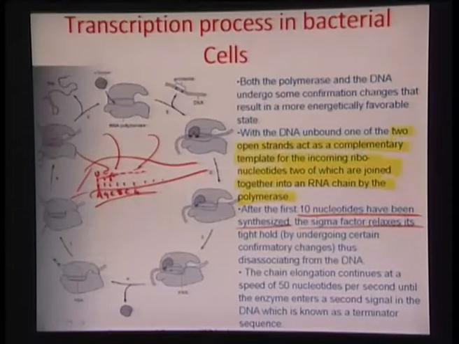So, really after the first 10 nucleotide sequences are synthesized, the sigma factor relaxes itself by holding less tightly now. It ungrips or loosens its grip on the DNA. So, there is no more question of cutting open the DNA. You have already initiated a zipping up process, and then it is thermodynamically favorable to keep zipping up as the RNA polymerase rapidly moves through the DNA chain.